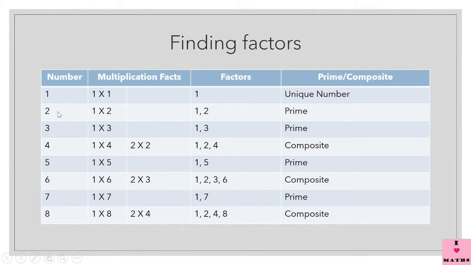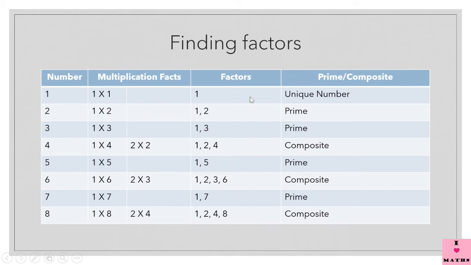Now look at 1. 1 comes only in the multiplication table of 1. 1 ones are 1. So 1 has only one factor, and that is 1. And that is the reason 1 is a unique number. There is no other number which has got only one factor. So 1 is the unique number.